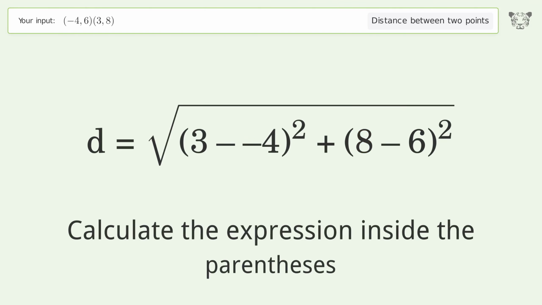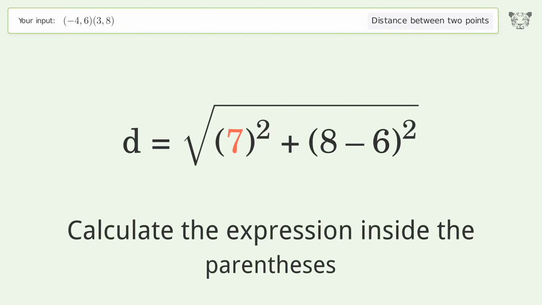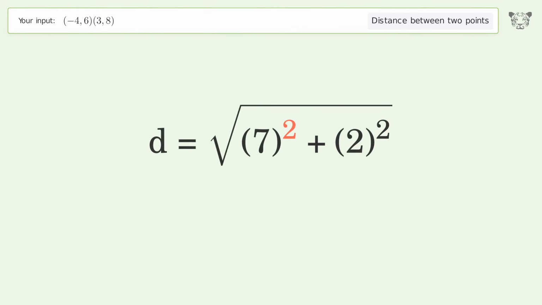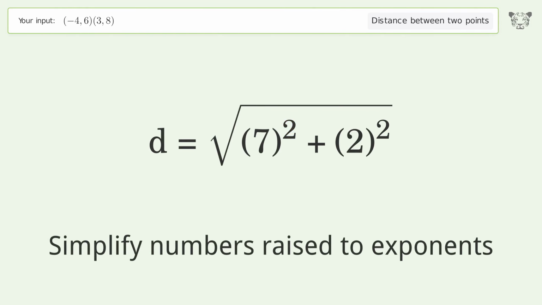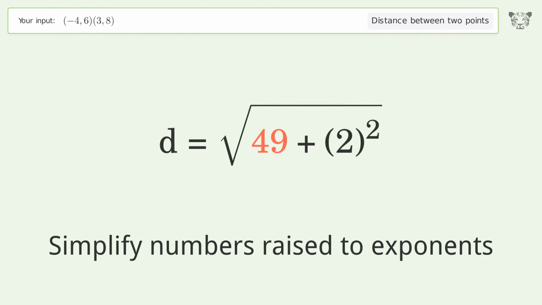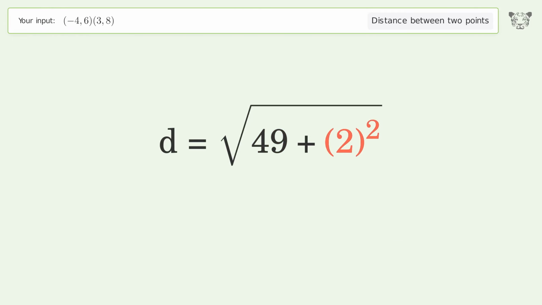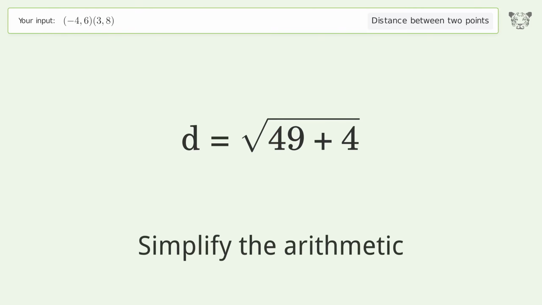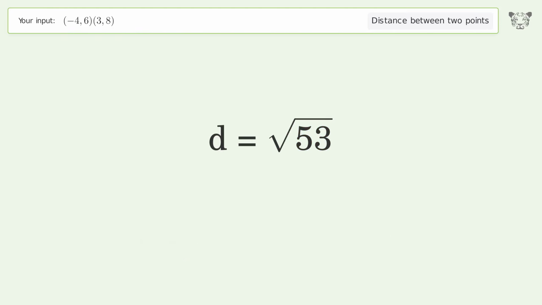Calculate the expression inside the parentheses. Simplify numbers raised to exponents. Simplify the arithmetic. And so the distance between the 2 points is the square root of 53 or 7.28.